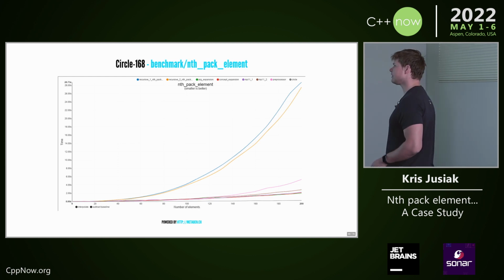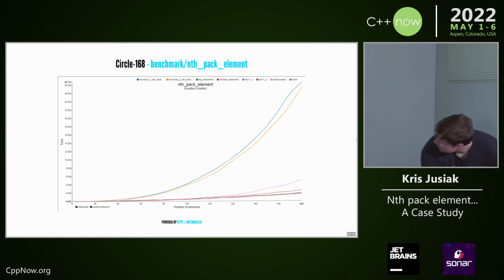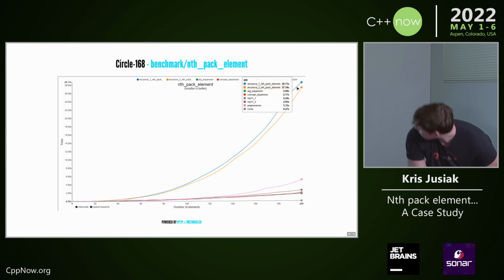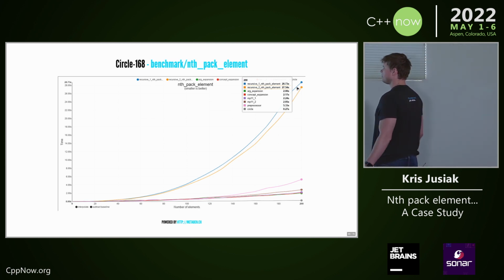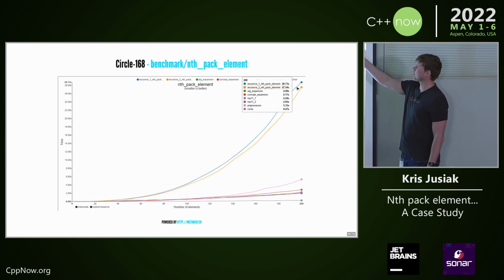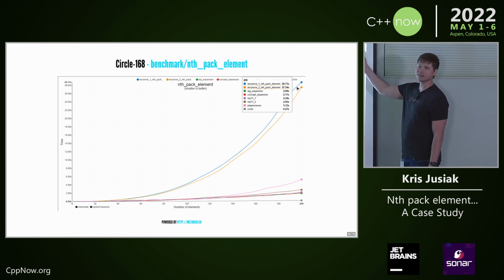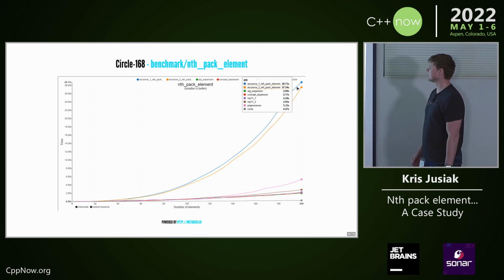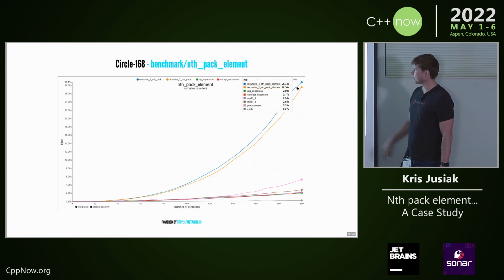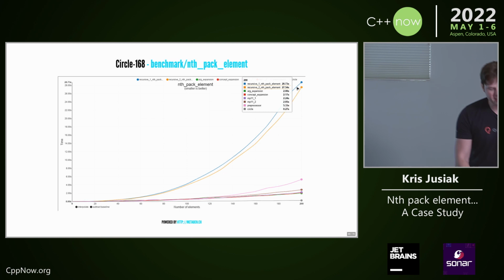Okay, so let's take a look at Circle. Oh, sorry. The first thing I noticed is the scale is a bit different. The recursion took 100-some seconds in GCC and Clang, and here it's just 28. So already better. All the solutions scale well, but there's one here which is much better than the other ones.